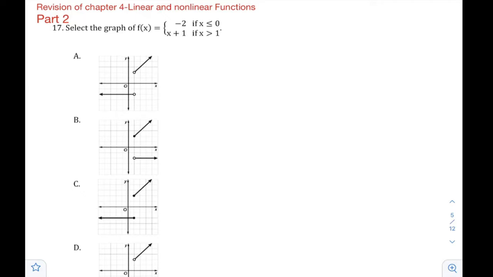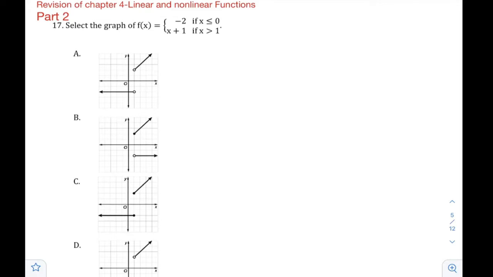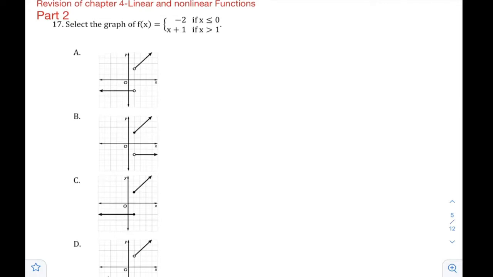And we are in question 17. Select the graph of f of x. It's a piecewise defined function. We have two definitions. So we have two pieces, each with a different definition.